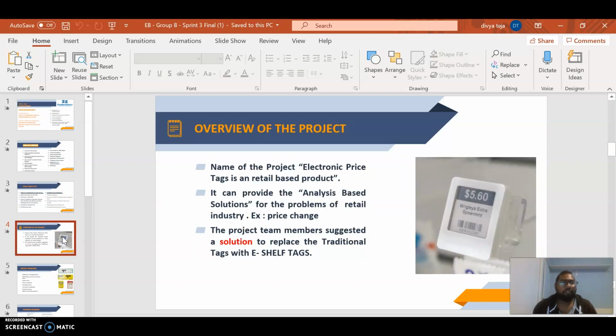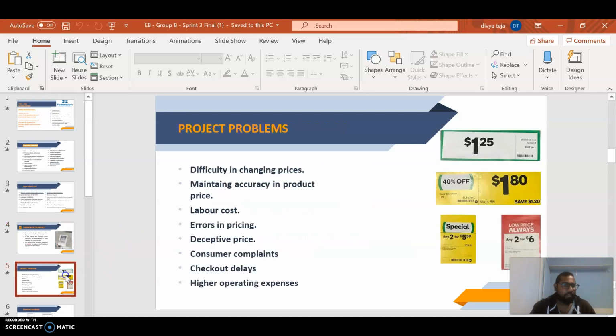So this is the overview of the project. As you can see on the right hand side, these are electronic price tags, which help the future of the retail industries by replacing the traditional tag with an e-tag. So we provided the analysis, which covers all the problems faced by these retail industries with normal paper tags.